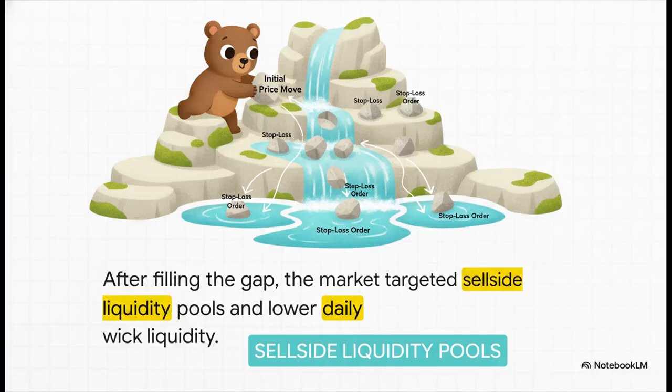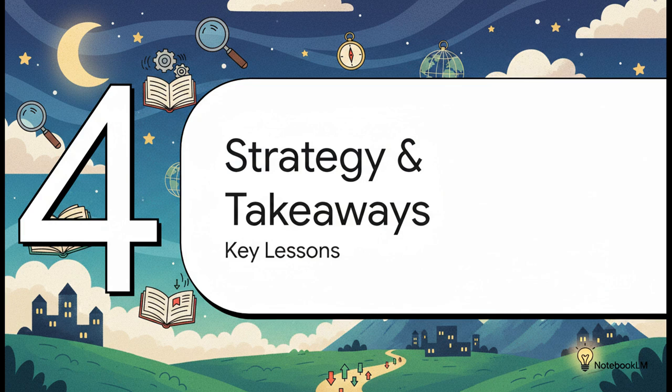But after filling that gap, the selling was not done, not even close. The next major target was those pools of sell-side liquidity, which is really just a fancy way of saying all of the stop-loss orders sitting below recent lows. Price just cascaded downward, hunting for those stops, which of course just added more fuel to the fire. Okay, so the trade has played out. Now for the most important part, really. Let's distill the key lessons from this whole thing that we can actually apply to our own strategies going forward.